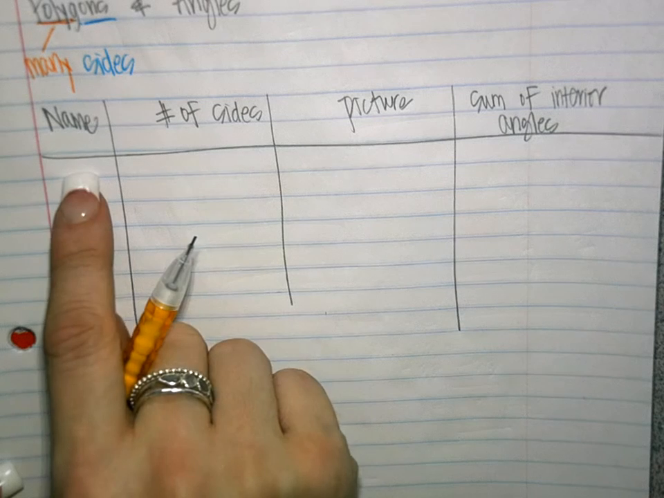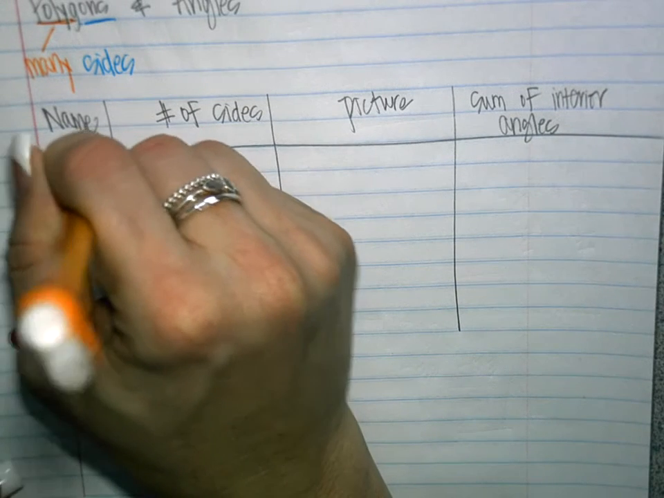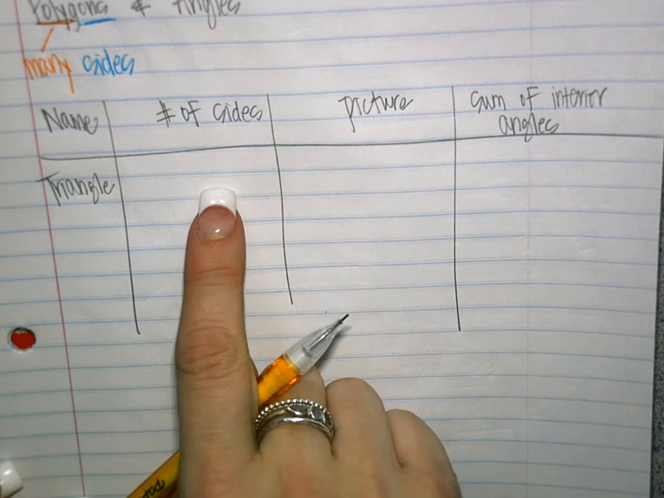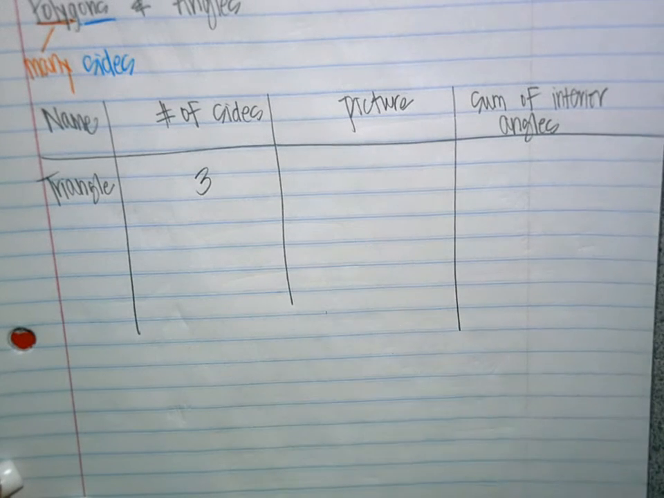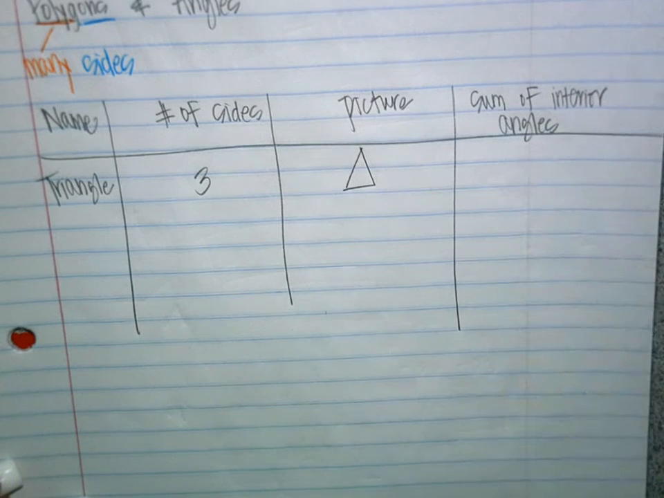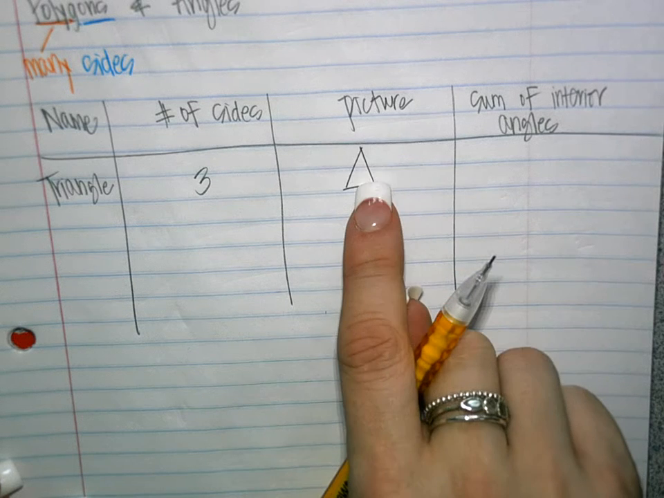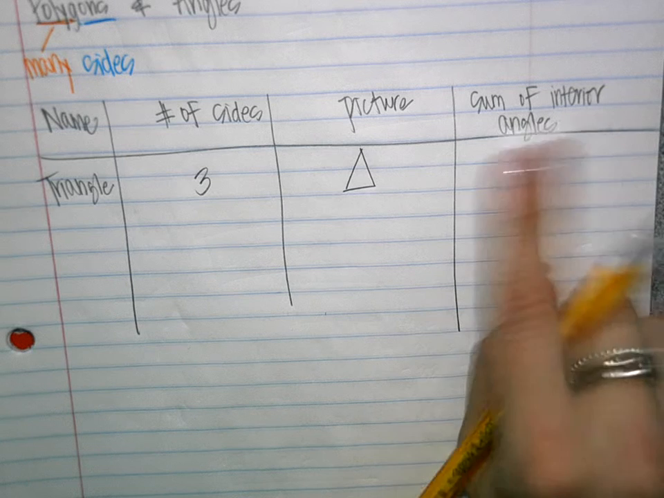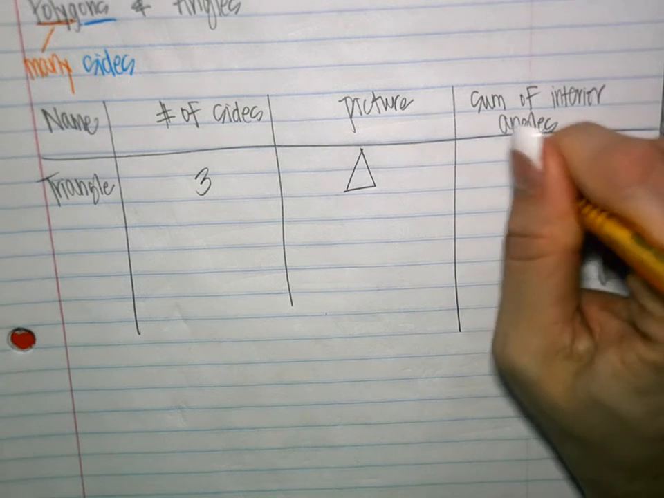So, the first polygon we're going to talk about is a triangle. And then let's fill things in. How many sides does a triangle have? 3 sides. Okay. Just draw a picture of a triangle. You can draw any type of triangle you'd like. And then what are all the interior angles? Exactly, 180. Okay. So don't make it super complicated. Just all the angles inside a triangle will be equal to 180 degrees.